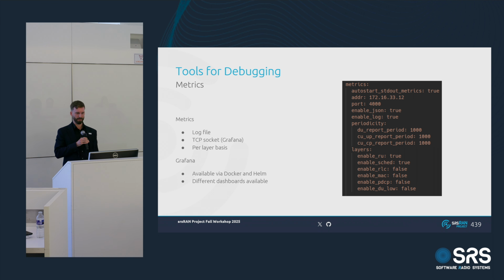Okay, then the metrics, also a good source of information. They can be printed into the log as well as you can get them from a TCP socket. They can be enabled per layer basis as well, as you can see here in the config snippet. And if you get them on a TCP socket, you can parse them yourself, or you can use our Grafana dashboards. They are available via Docker Compose and Helm to set it up easily.